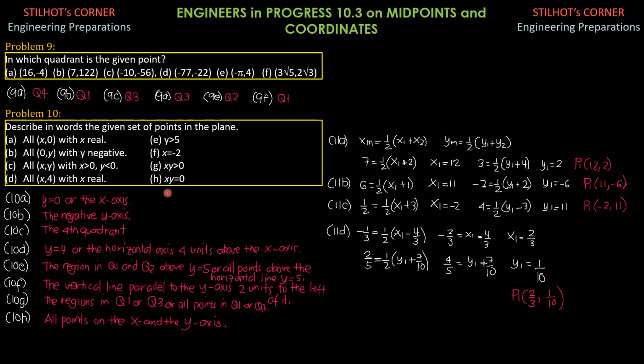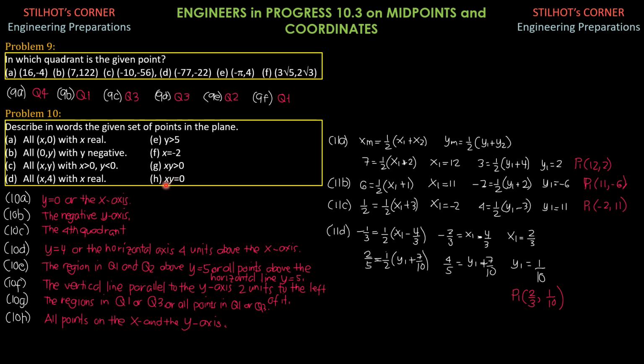Then lastly, xy is equal to 0, then it represents all points on the x and y-axis, because on the x-axis, y is 0, and on the y-axis, x is 0. So the product of x and y would be 0.